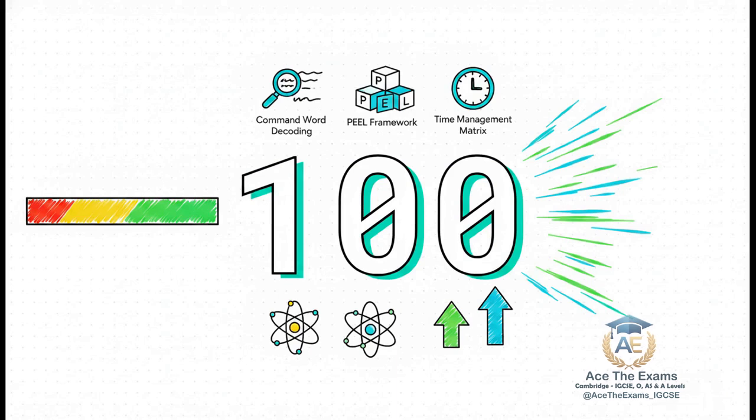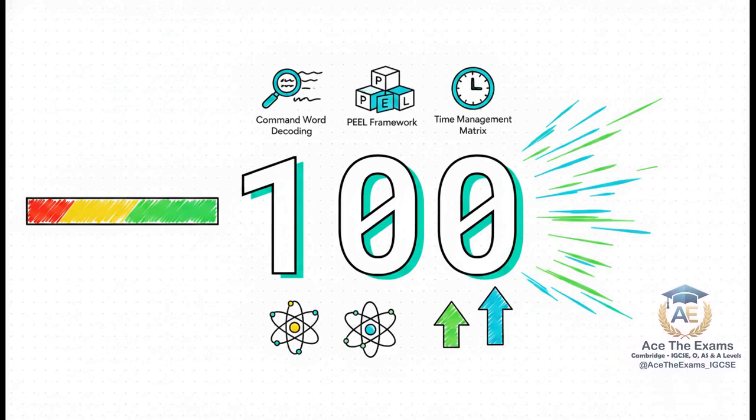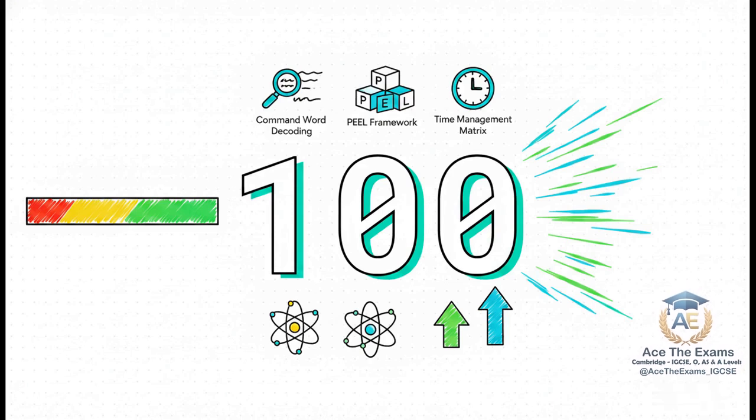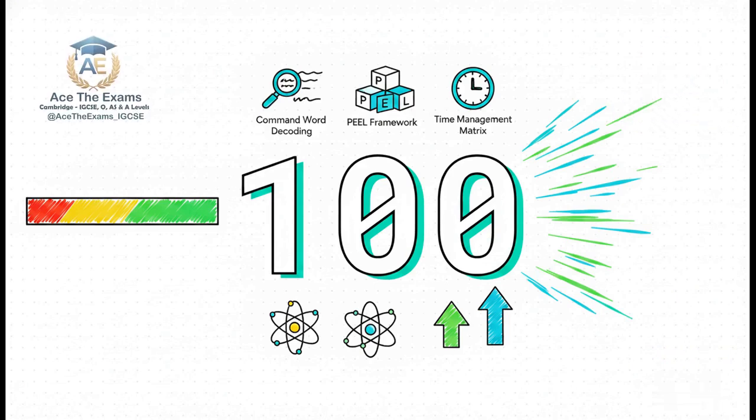Reaching 100% of your mark potential requires strict adherence to our 3 golden rules. 1. Command word decoding. 2. PEEL framework application for all descriptive answers. And 3. The time management matrix we just discussed. Proper headings, correct terminology, and clear annotations every single time.